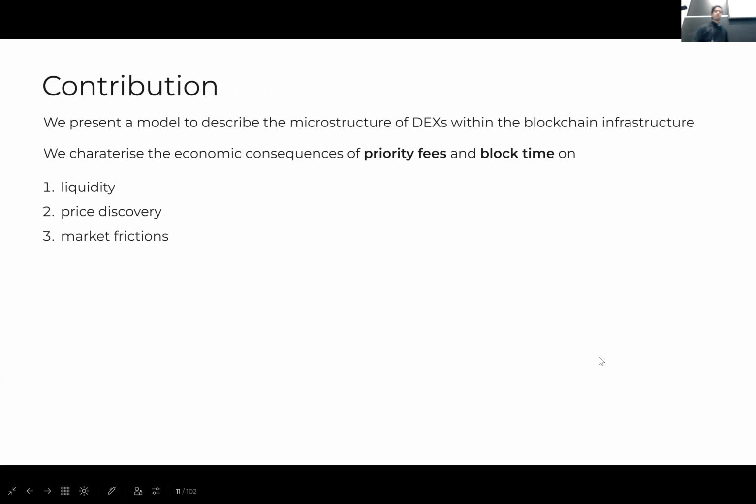Our contribution is to present a general model to describe the microstructure of decentralized exchange within the blockchain infrastructure. We try to characterize the economic consequences of priority fees, the fact that we have to fight for priority, and the impact of block time, meaning how long we fight before the block is created. We want to characterize the consequences of these two things on liquidity, price discovery, and market frictions.